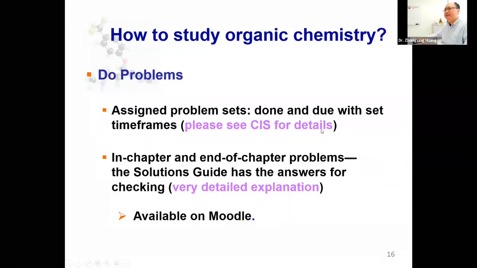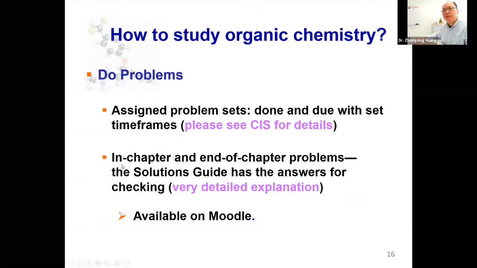And another thing is that please do problems, okay? There are two types of problems. One is the assigned problem sets, okay? Some of them are for credit, some of them are not for credit. And you can also see on Moodle the course information sheet, and you can find more information about the problem sets, the due dates, and so on.